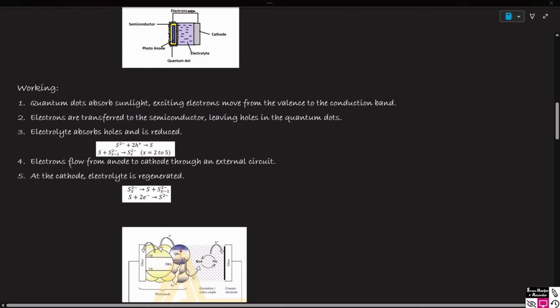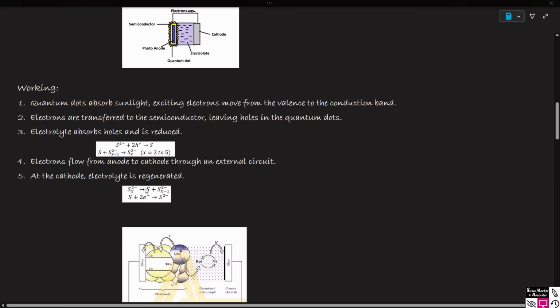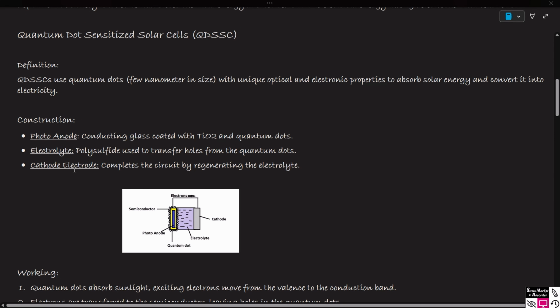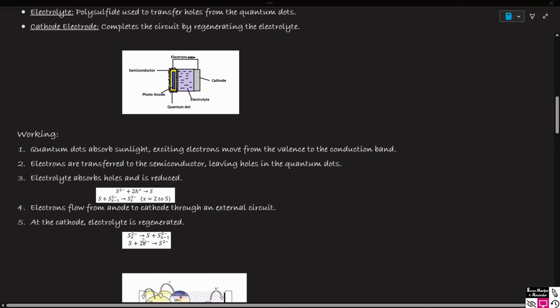Okay. Electrons flow from anode to cathode. The electrons were sent to the semiconductor, and now they flow from anode to cathode through the external circuit. Here is the external circuit, right? At the cathode, the electrolyte is regenerated. As mentioned here, the cathode regenerates the electrolyte, and this is the reaction. Initially the electrolyte was in a negative form, right? So to make it negative again, we are adding two electrons.